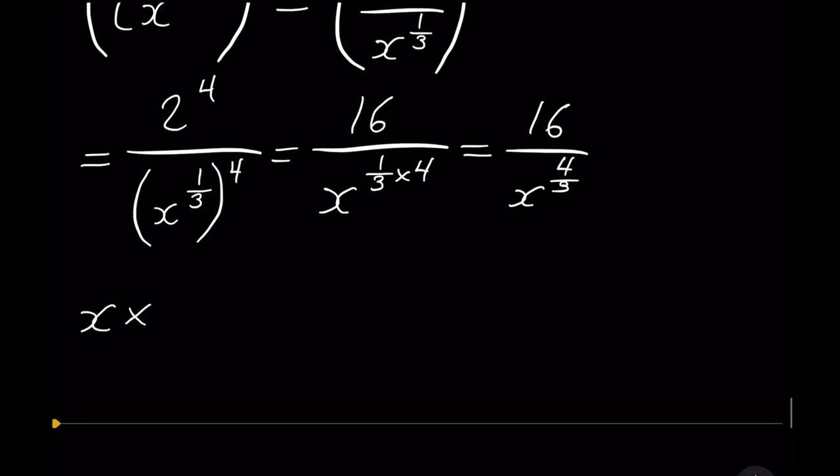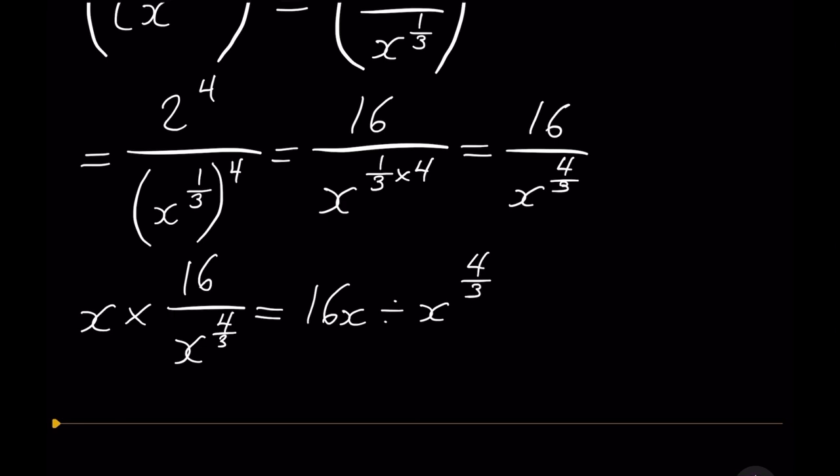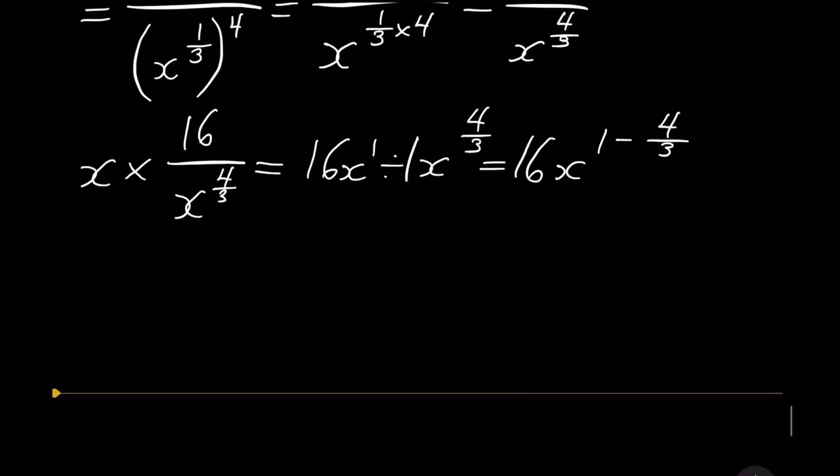So x times 16, all divided by 4, all divided by x raised to the power 4/3 is equal to 16x divided by x raised to the power 4/3. I find it easiest to just use index laws here. So 16 divided by 1 is just 16. So this simplifies to 16x raised to the power 1 minus 4/3, since we're using the division index law.